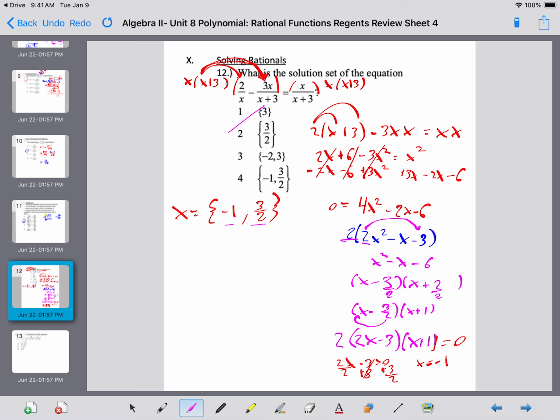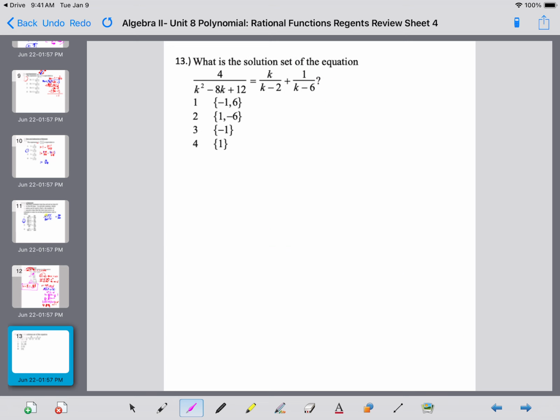What about this denominator here? Let's say we set that denominator equal to 0, what would x equal in order to be 0? The x cannot equal -3. Is that one of our solutions? No. So, both of our solutions are real solutions to this expression. Okay. And then the last question here.